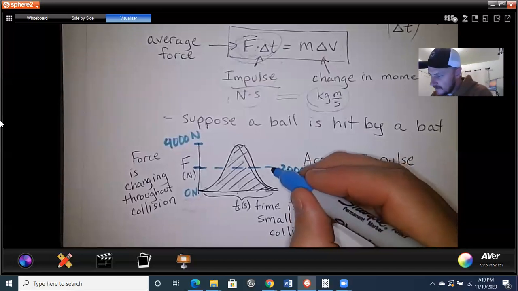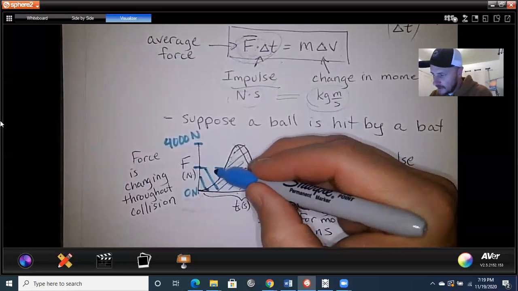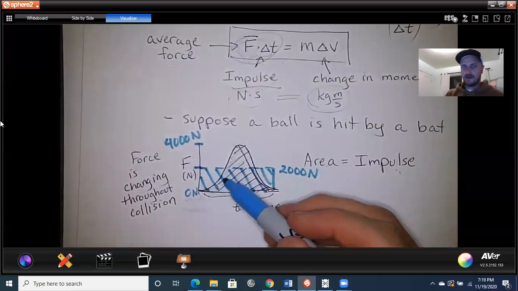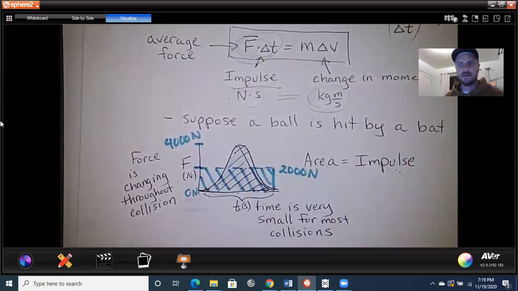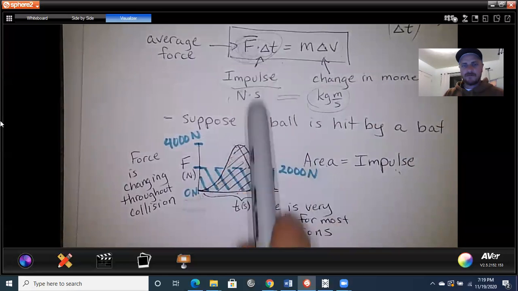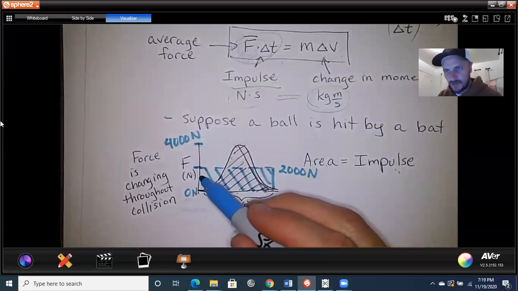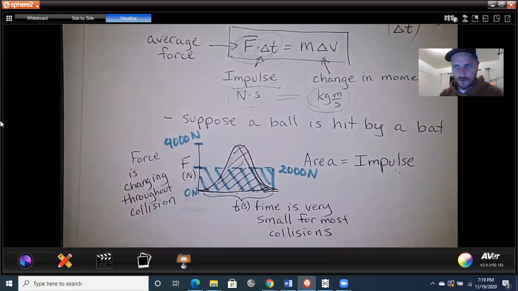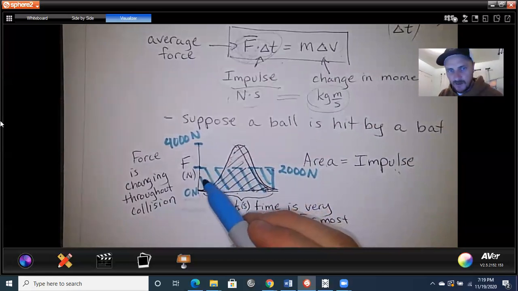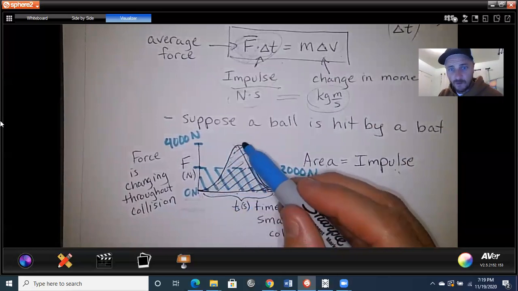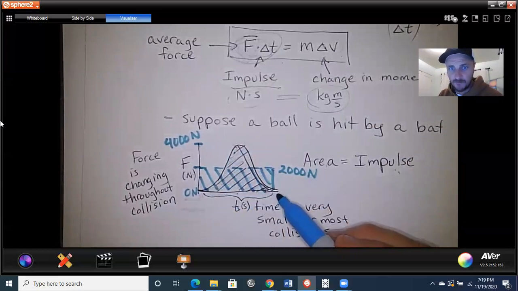And now if I find this area that I'm about to shade in blue, is that pretty much the same area as the black area that I shaded? Yes, it is. And that's why we can use the average force in a collision. If we were in class, this would be so much easier. Picture this with me. This blue rectangle is roughly equivalent to this bell-shaped area.